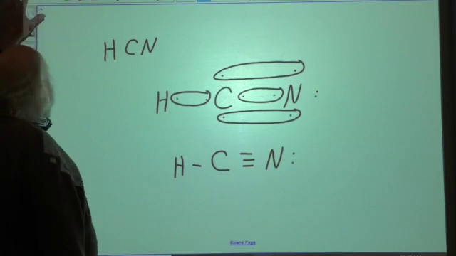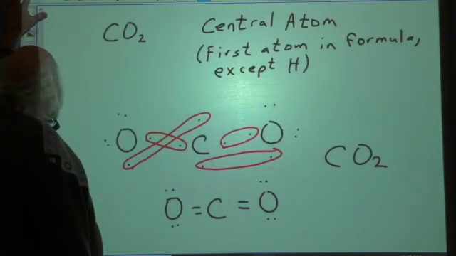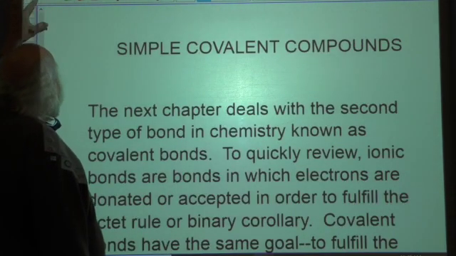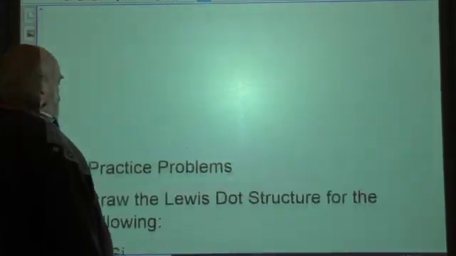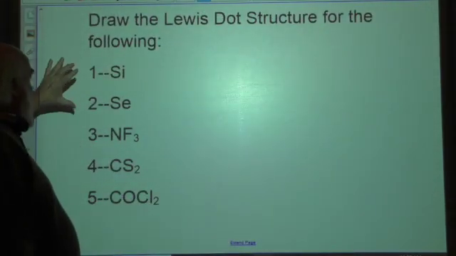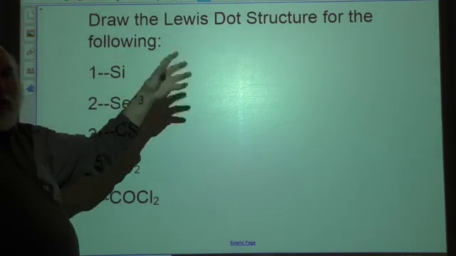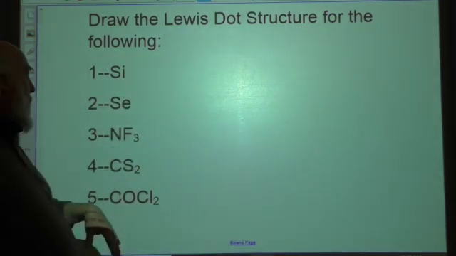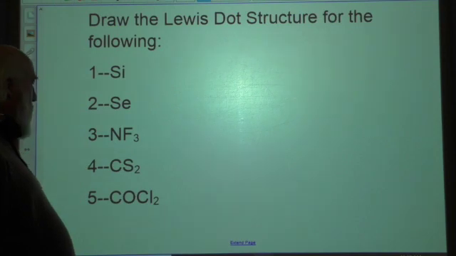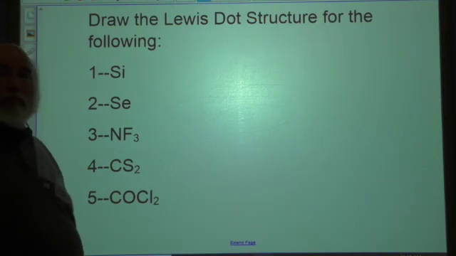So, your practice problems. For these 2 atoms, write the Lewis dot structure for each atom, and then the Lewis dot structures for these 2 compounds. Have fun.